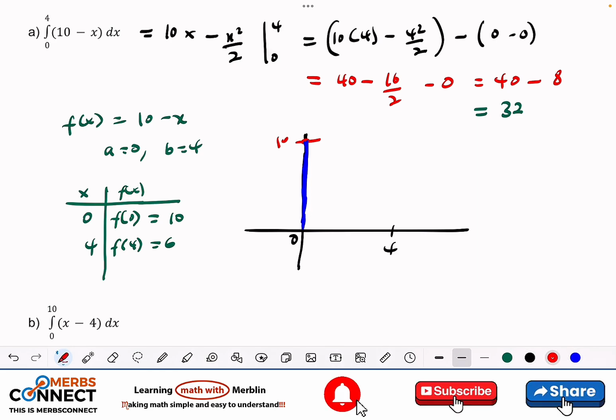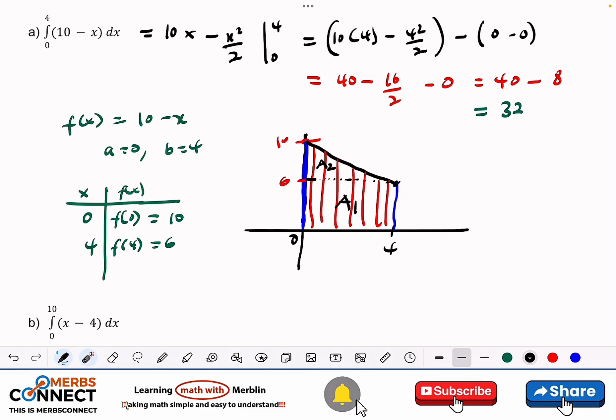Let me indicate 6 somewhere here. So 6 and 4 will be somewhere here. This is where my graph is going to be. Then I'll join them together. So what will be the shaded region? The shaded region will be this. What I need to do is use a formula. If you know this shape, you can use the formula for finding its area. But for me, I'm going to divide this into two and name this one area 1 and this one area 2.